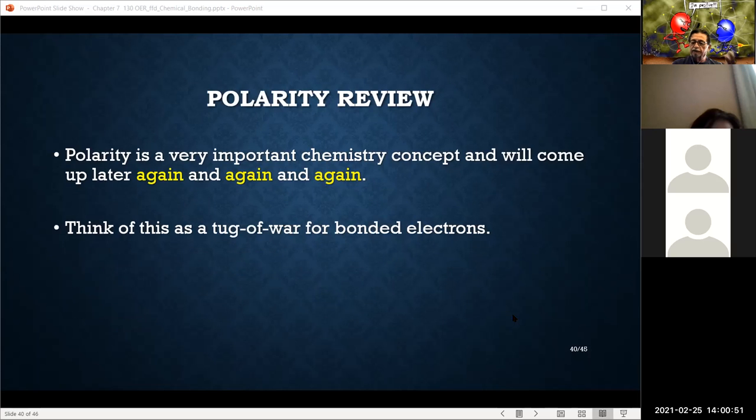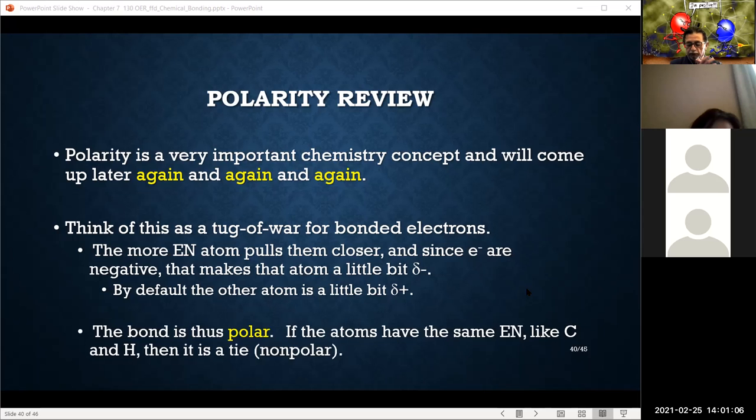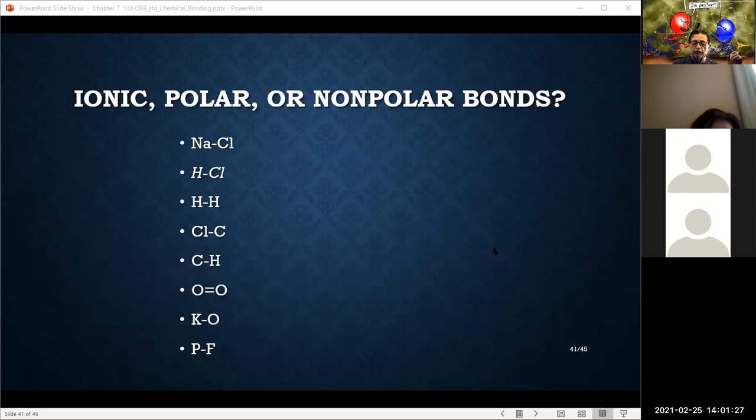Okay, so polarity, very important. We'll be using it over and over again quite a bit. And like I said, polarity is basically a tug of war of these bonded electrons. One of them is going to be pulled toward the other due to the electronegativity of the other atom. So one atom is always going to win the tug of war when they are different atoms. The only exception is carbon and hydrogen. Nobody wins the pull there. They're both the same, okay? It's a tie, if you will.